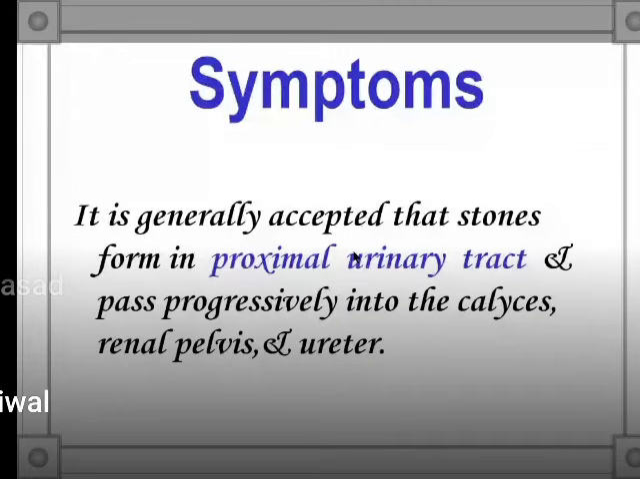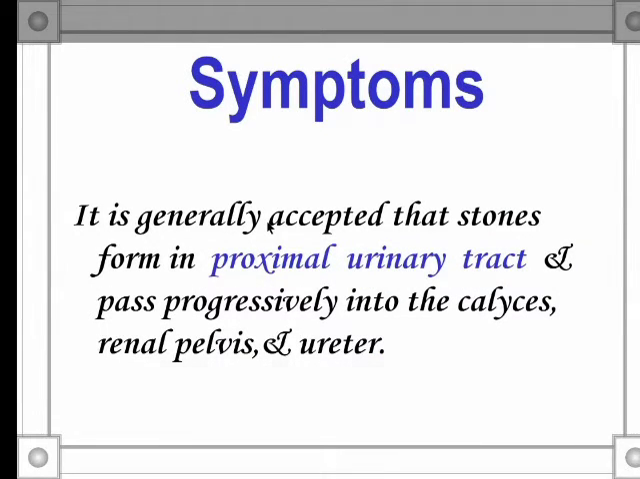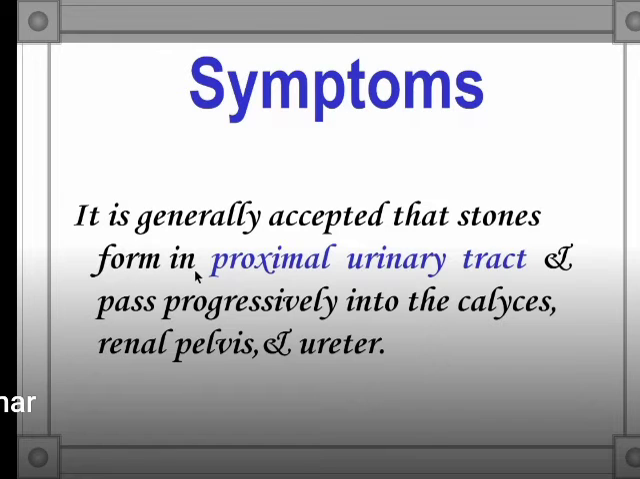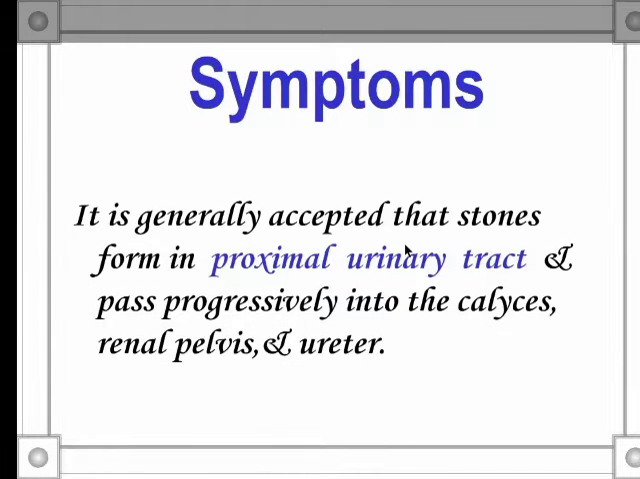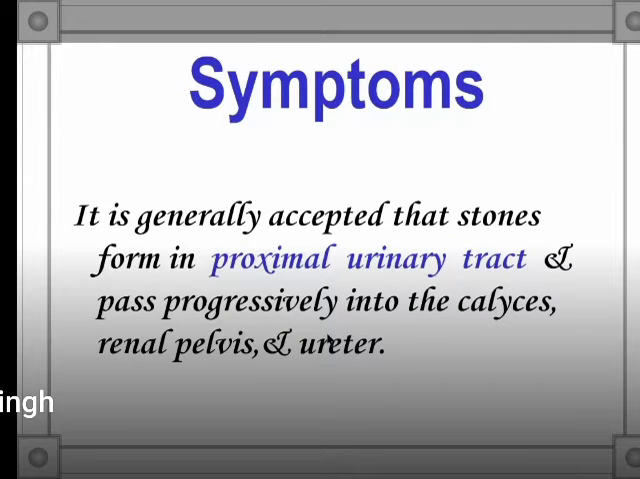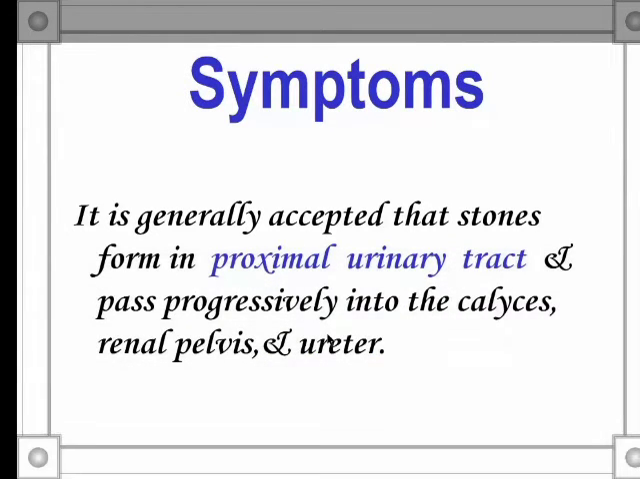So these symptoms may start from the kidney itself, depending upon where they are detected, where they get impacted. Where they are situated, the symptoms will depend upon the situation of that calculus. So if they are in the renal parenchyma itself, or the calyces, or the renal pelvis, or the ureter, or in the urinary bladder or urethra, the symptoms will depend upon the site where these stones are lodged.